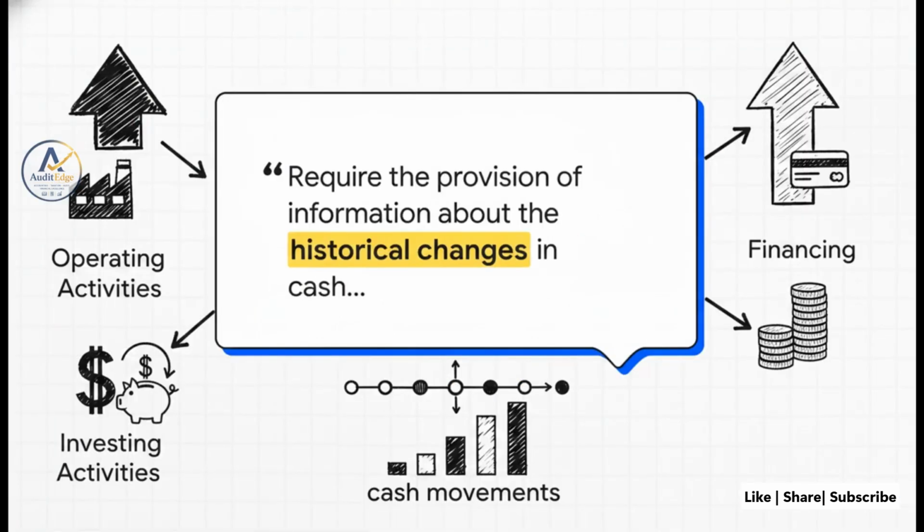The primary objective of this standard is, and I'll quote this directly, to require the provision of information about the historical changes in cash and cash equivalents of an entity. It achieves this by mandating a statement of cash flows that categorizes all those historical movements into 3 very distinct buckets: operating, investing, and financing activities.